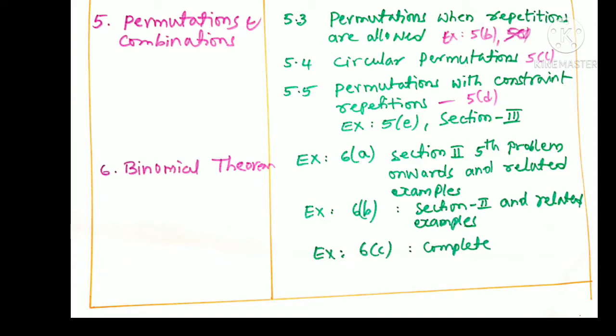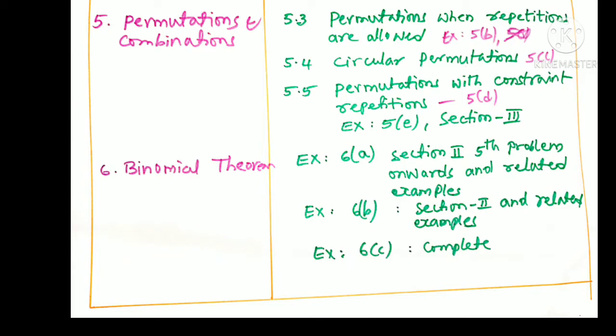We can observe that the next chapter is permutations and combinations. It is mentioned that 5.3 permutations when the repetitions are allowed is deleted. In the sense, exercise 5B is completely deleted. And 5.4 circular permutations is deleted, means 5C exercise is also deleted. And then 5.5 permutations with constraint repetitions is deleted, means 5D exercise is also deleted. And it is also particularly mentioned that in exercise 5E, section 3 is completely deleted.